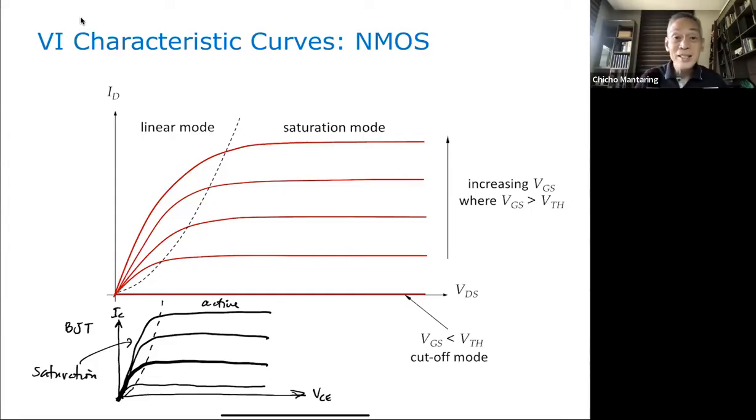Okay, in the MOS, what is saturation in the BJT is linear. And what is active in the BJT is saturation in the MOS. So sometimes that confuses the student, but you keep that in mind. So in the MOS, the linear region corresponds to the saturation region in your BJT, and in the MOS, your saturation region corresponds to the active region in your BJT.